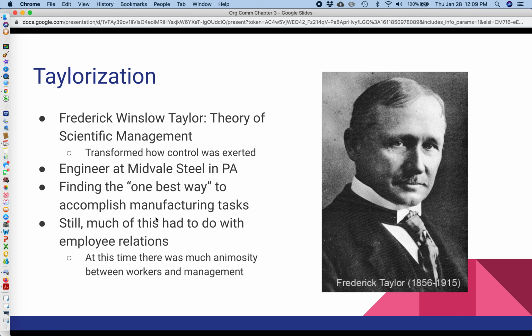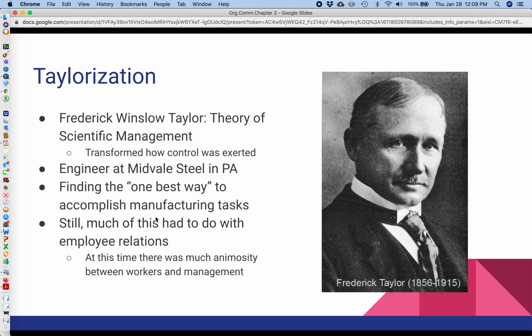So this alienation arguably was furthered by Frederick Winslow Taylor, who developed the theory of scientific management. And what was so important about Taylor, right, he invented this new process that's known as the Taylorization of labor, right, it's named after him. It transformed how control was exerted in organizations. Now, Taylor was an engineer at Midvale Steel, in Pennsylvania.